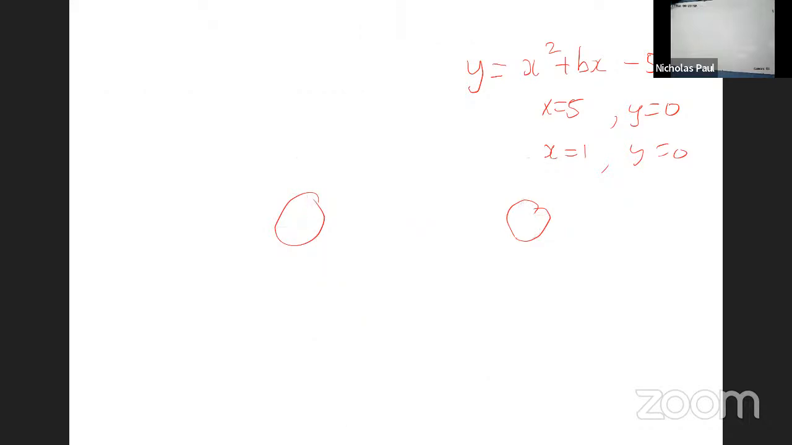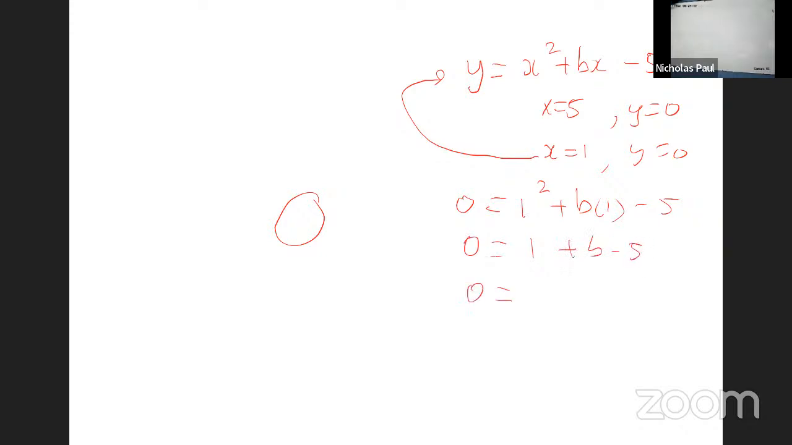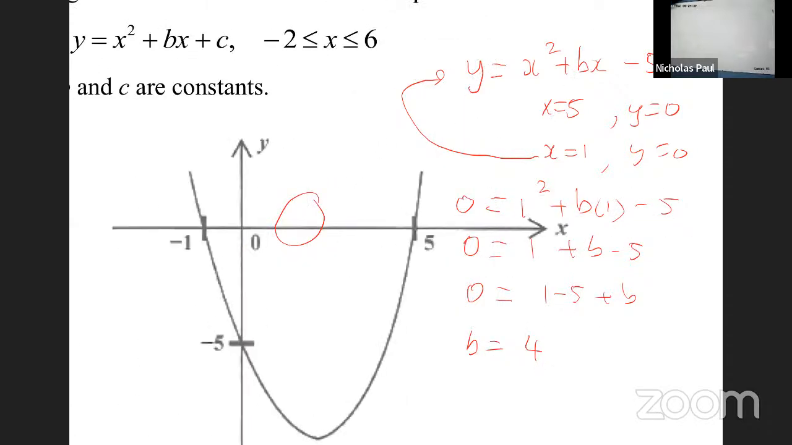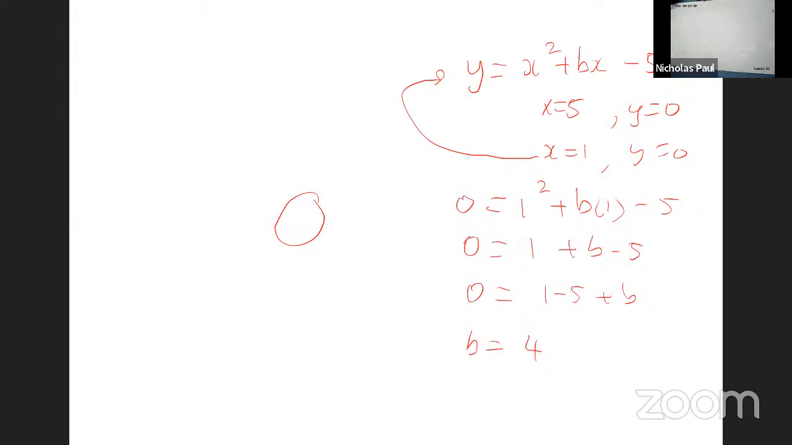So let's say I substitute that in there. I'll end up with 0 is equal to 1 squared plus b by 1 minus 5. 0 is equal to 1 plus b minus 5. 0 is equal to 1 minus 5 plus b. So b is equal to 4. Correct? Oh wait, that's -4. Hold on, I made a mistake. That's a minus there.